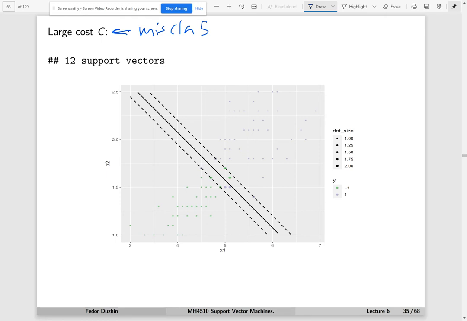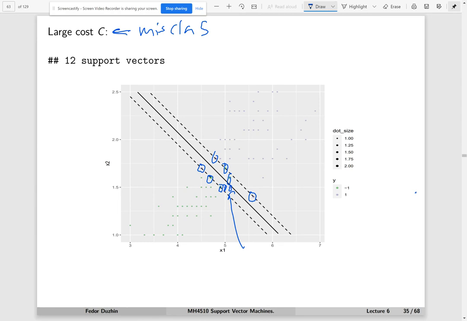So here you see 12 support vectors. Well, actually, if you count them, 1, 2, 3, 4, 5, 6, 7, 8, 9, you will only find 9, but this is because some of them are duplicated, right? Maybe there are 2 observations in the training set with exactly the same values of x1 and x2. So the actual number is 12.